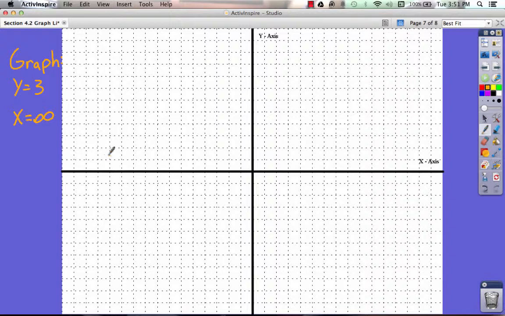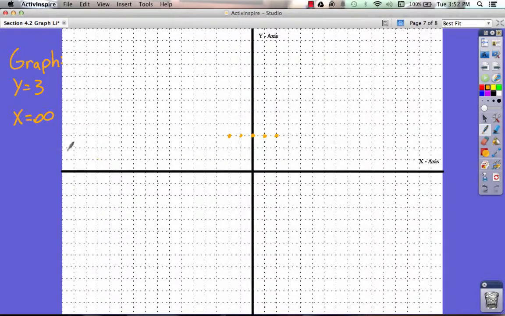Well, if all the y values are 3, I know y is 3 is right here, 1, 2, 3. That means this value right here is a point. This value right here is a point. This value right here is a point. Because any of these points have a y value of 3, which is what it says, y equals 3, and x can be infinite. That means x can be negative 1, x could be negative 2, x could be 0, x could be 1, x could be 2, x could be a billion.